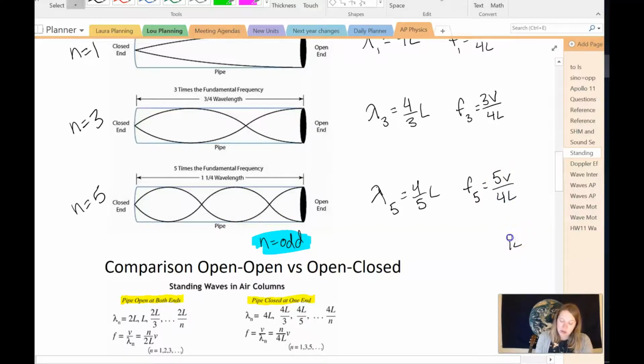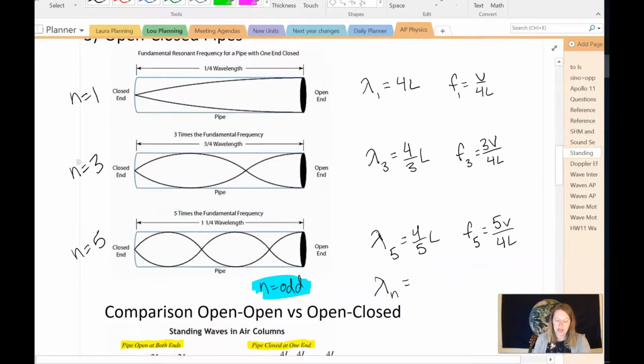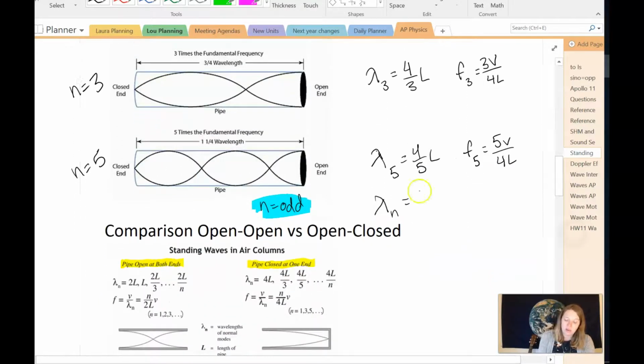So if we were to come up with a generalized expression for any wavelength of an overtone or harmonic in a tube that is open at one end and closed at the other end, we could just say 4L over n. And Fn would be n times V over 4L, where n must be an odd integer.